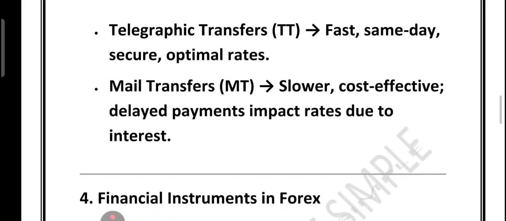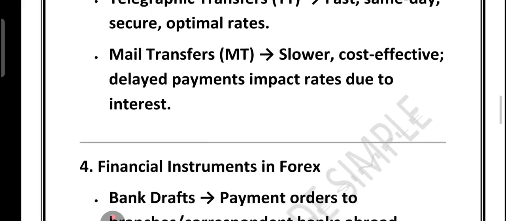Then we have TT, telegraphic transfer: fast, same day, secure with optimal rules. Then we have mail transfer. This is slower, cheaper, but delayed payment. But delayed payment may affect interest and rate.